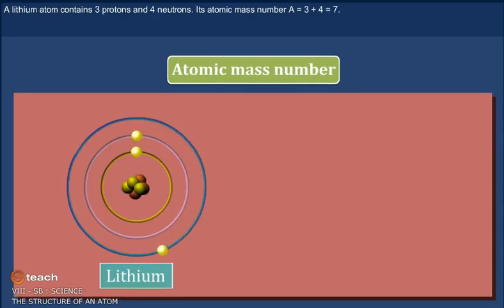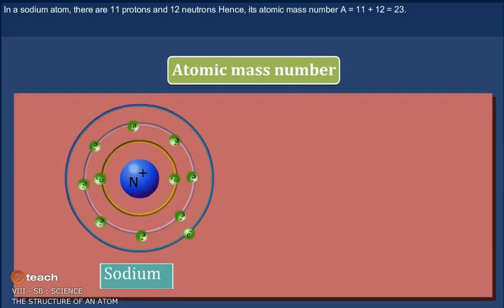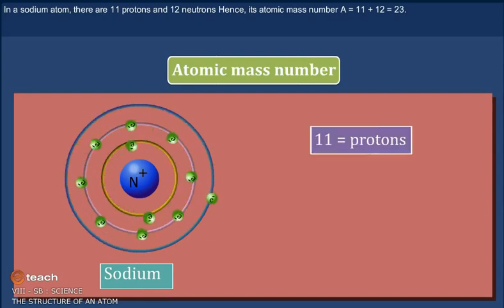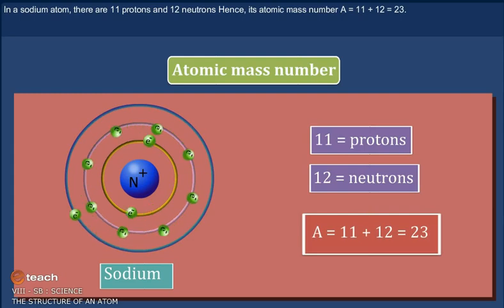A lithium atom contains 3 protons and 4 neutrons. Its atomic mass number A is equal to 3 plus 4 is equal to 7. In a sodium atom, there are 11 protons and 12 neutrons. Hence, its atomic mass number A is equal to 11 plus 12 is equal to 23.